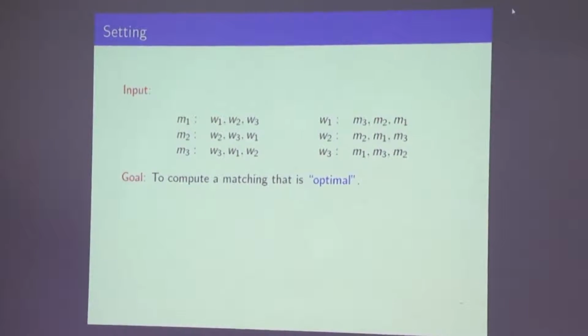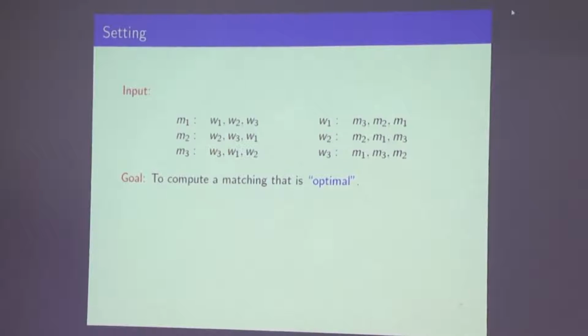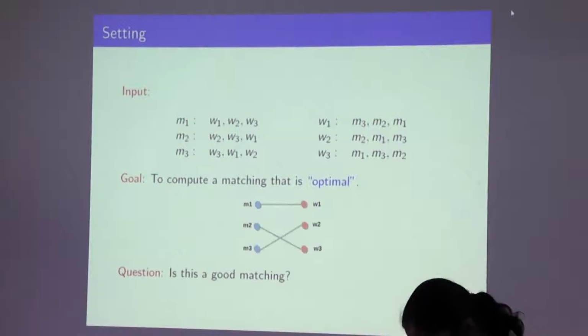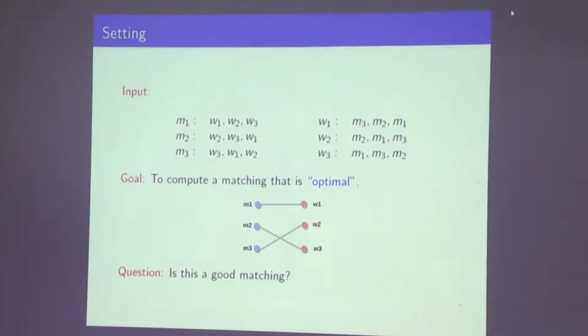So we want to avoid this bad situation of unstable pairs, or instability, being present in the matching. So let's first ask this question. Stare at this matching and ask, is this a good matching? How will you answer this question?